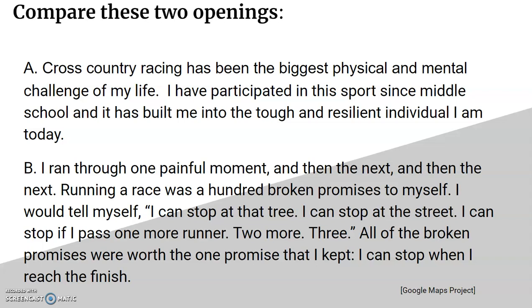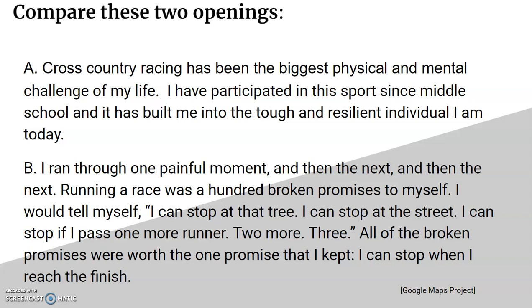I ran through one painful moment, and then the next, and then the next. Running a race was 100 broken promises to myself. I would tell myself I can stop at that tree, I can stop at the street, I can stop if I pass one more runner, 2 more, 3. All the broken promises were worth the one promise that I kept. I can stop when I reach the finish.